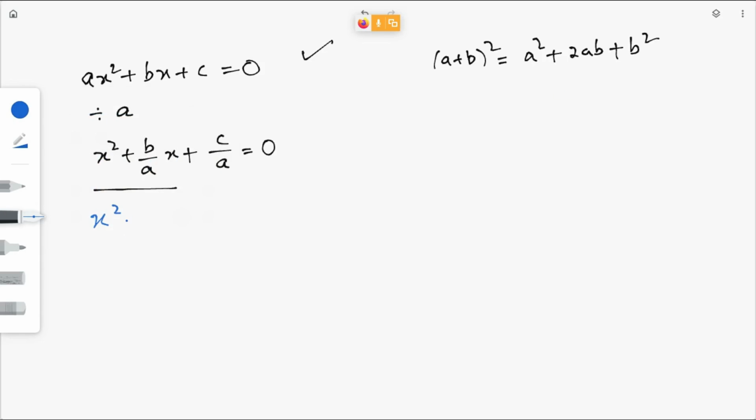x square as it is, plus 2 into x into what? b by 2a, yes or no? See here. If you simplify this one, 2 and 2 will cancel out, then you will get b by a into x. Yes or no? See here. First you will write just like the previous problems. First you need to write this 2 here after x.